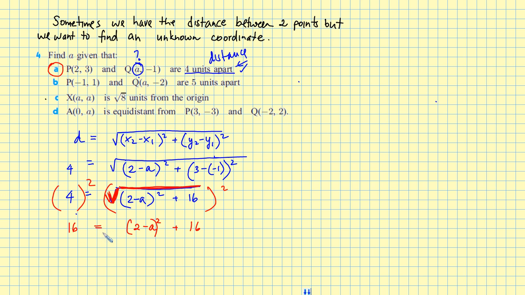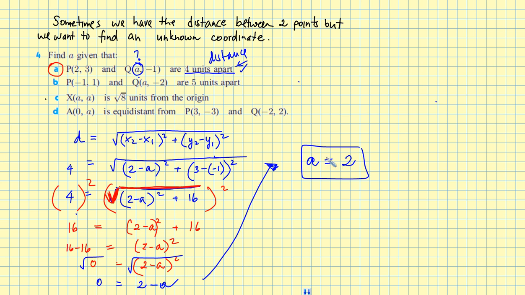Okay, so now all I need to do is bring the 16 over to the other side. So 16 minus 16, we're just going to solve for a now. 16 minus 16 is equal to (2 minus a) all squared, and 0 is equal to (2 minus a) all squared. Now if I take the square root, opposite operation, of 0 and of (2 minus a) squared, I end up getting that 0 is equal to 2 minus a. And in simplifying that last step, we have that a is equal to 2.